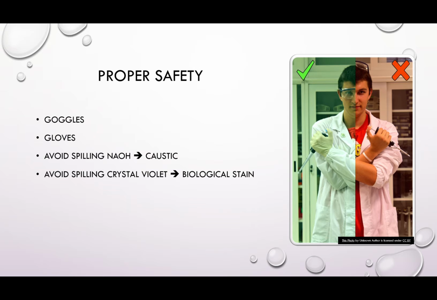When doing this experiment, you want to perform it with proper safety, and you would like to have goggles and gloves on and avoid spilling the NaOH because it is caustic, so it can cause skin irritation, and avoid spilling crystal violet because it can cause a biological stain, which isn't fun to have on your skin or your clothes. As you can see, the guy here is dressed properly on the side of the screen with the check mark and improperly on the side of the screen with the X.